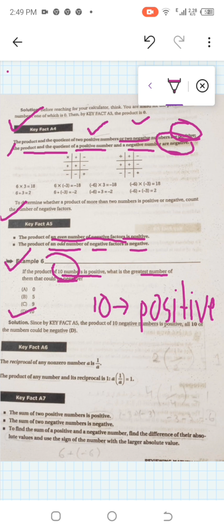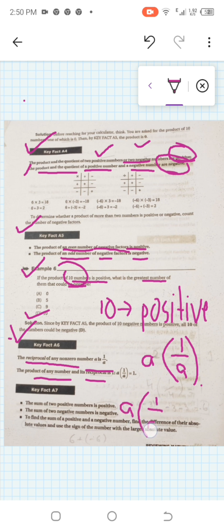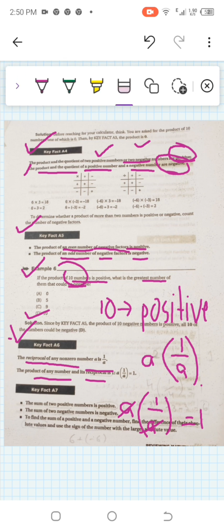ओके. Now here we have key fact number A6. In this they have defined the reciprocal of any non-zero number A is 1 by A. अगर कोई नॉन जीरो नंबर A है और हमें इसका रेसिप्रोकल चाहिए, सो इट विल बी 1 by A. ठीक है. और अगर द प्रोडक्ट ऑफ एनी नंबर एंड इट्स रेसिप्रोकल, फॉर एग्जांपल A और इसका रेसिप्रोकल 1 by A, तो इनका प्रोडक्ट क्या आएगा, ऑलवेज विल बी 1. क्योंकि ये कट जाएगा, प्रोडक्ट विल बी 1. किसी भी पॉजिटिव नंबर का अगर आपको उसका रेसिप्रोकल लेना है, फिर प्रोडक्ट, तो वो ऑलवेज बी 1. ओके.